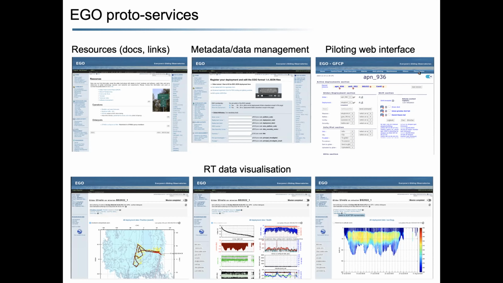We also have a piloting web interface that can be used to interact with manufacturers' software, and to pilot gliders in a collective way, together with visualization tools. It's really to help users who cannot invest in software development, while waiting for services that could be offered by future marine research infrastructures. Also, EGO has hosted and could host some community open source tools like the Glider Simulator that was active at some point, or risk management tools.